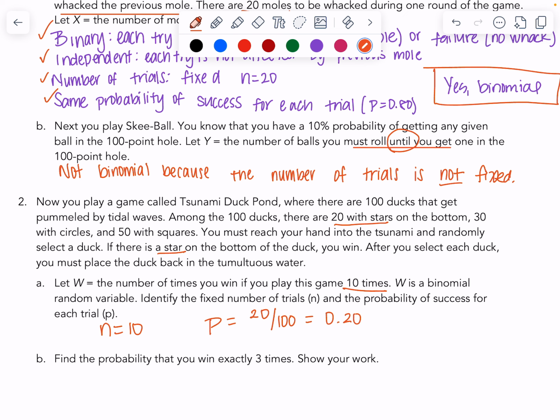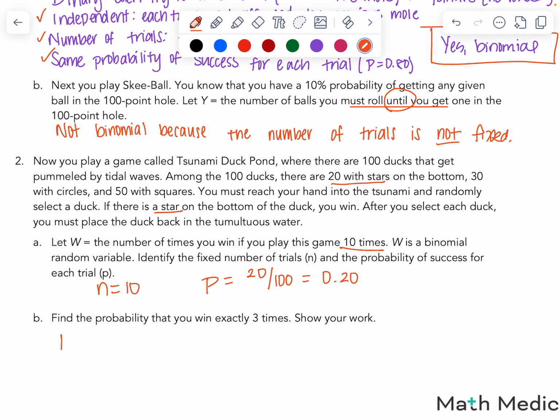Find the probability that you will win exactly 3 times, show your work. So here is where we're going to use the formula. And I will, again, walk you through how to do this. So let's write the correct notation. And another thing that you can do is you can find this formula on your formula sheet and just get familiar with where it's at.